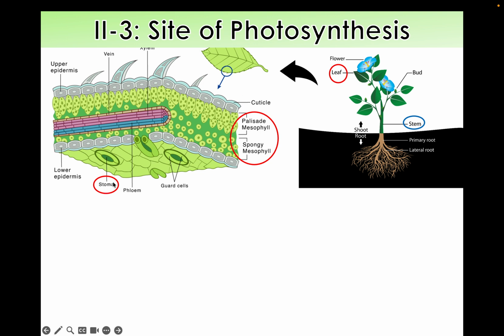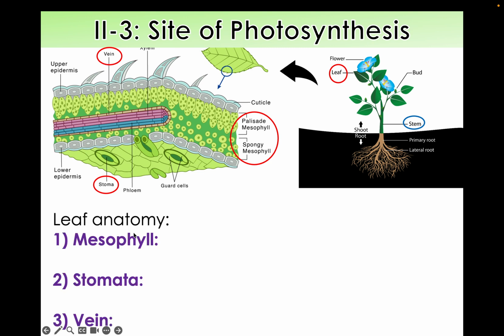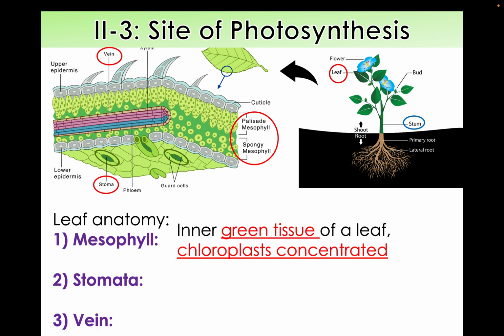There's also holes in the leaves called the stomas. And this would be the vein of the plant. So let's talk about the leaf anatomy a little bit. Some of the key words you need to know is mesophyll, which is the inner green tissue of a leaf, and chloroplasts are concentrated in those.